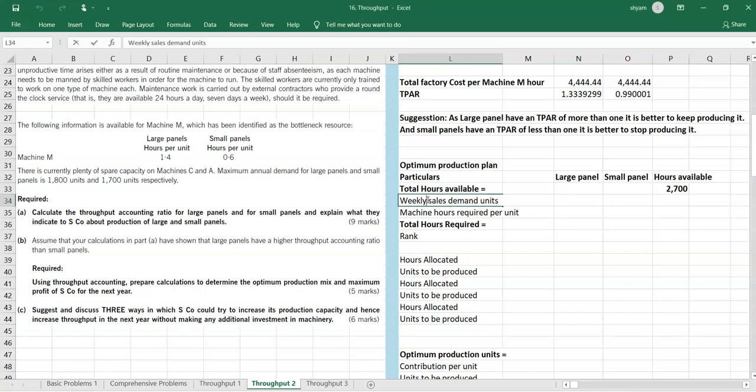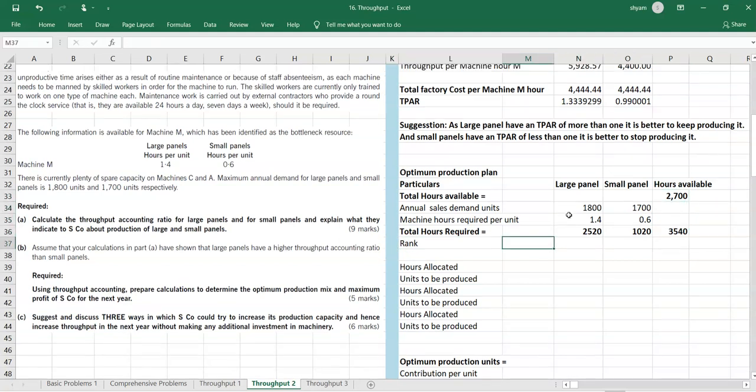And we will find out the yearly demand. So annual sales demand units. So large panels have 1800 demand and the small ones have 1700 demand. Okay, so machine hours required per unit is 1.4 and 0.6. So the hours required is 1800 into 1.4. So first we'll check whether the hours required is sufficient. No, we require 3540 hours, but only 2700 hours is available.